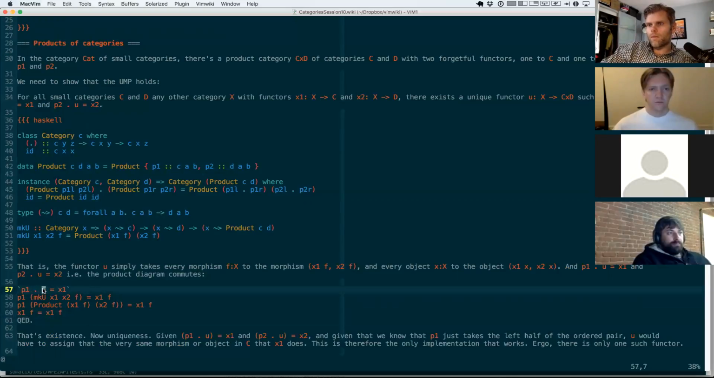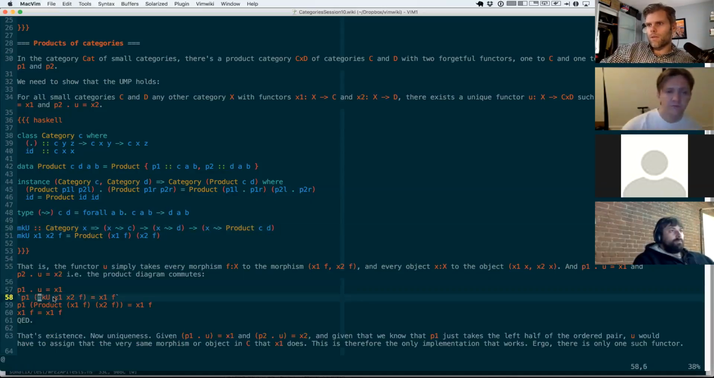So if P1 composed with U is X1, then we'll just substitute in the definition of make U. So make U takes these two functors here. So P1 composed with U is P1 of the definition of U, which is make U of X1, X2, and whatever F was.